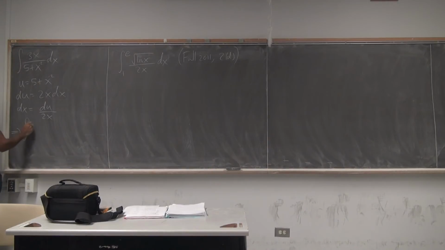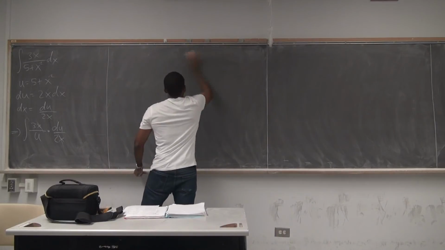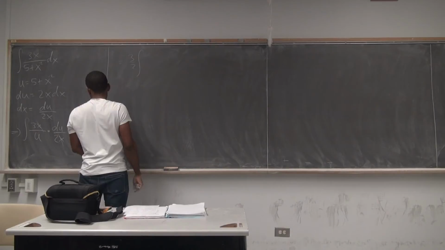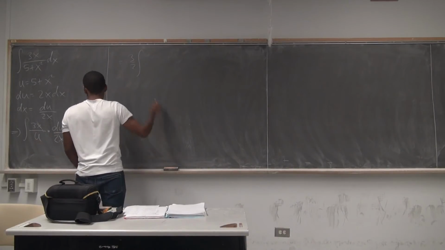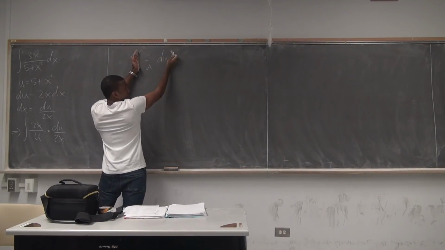The 3x I didn't do anything with, I leave that alone. This guy I replaced with u, so put that here. My dx is replaced with du over 2x. My x's would cancel. 3/2 factors out. So whenever you cancel variables, you take the constant out. You don't have to, but it's easier to see. Because I want to see that there's a basic rule being applied here.